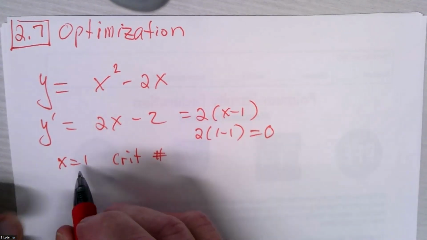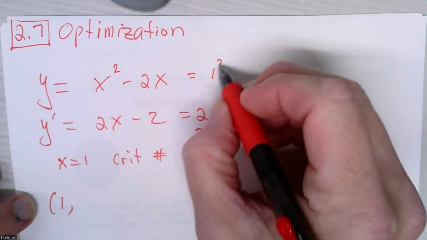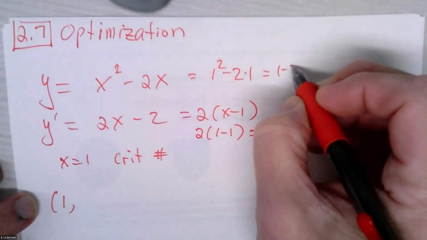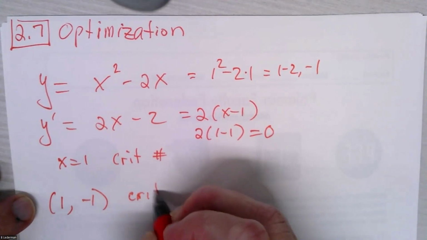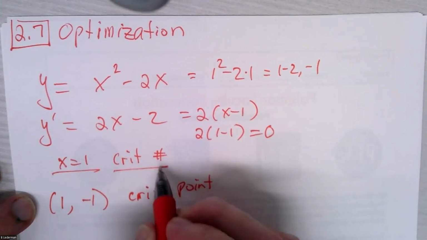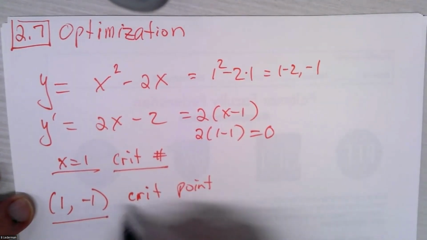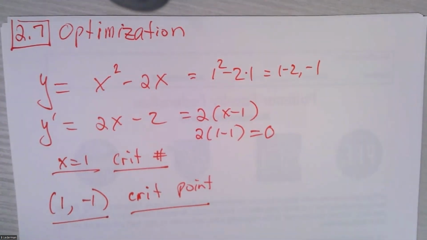And now let me plug in 1. So if I plug in 1, I get 1 squared minus 2 times 1, which is 1 minus 2, which is negative 1. So 1 comma negative 1 is a critical point. So x equals 1 is the critical number, and 1 comma negative 1 is the critical point. And this may or may not seem all that important, but it's actually going to be, pardon the expression, critical. See what I did there? I kind of did a play on words.